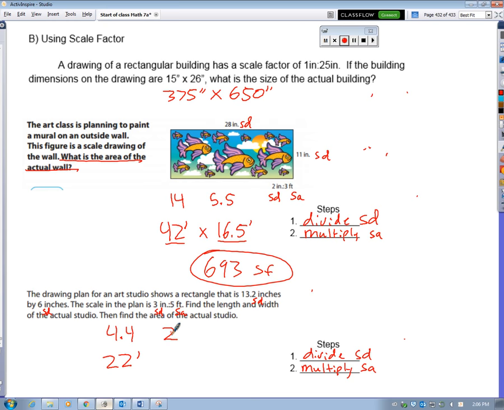Now we're just going to go step number 2. 2 times the 5 feet is going to give me 10 feet. Alright, so that is our dimensions of the building. 22 feet by 10 feet is the size of the art studio. Now we just need to find the area, length times width. When we do that, that gives us 220 square feet. Okay, so that is going to be the area of the actual studio.